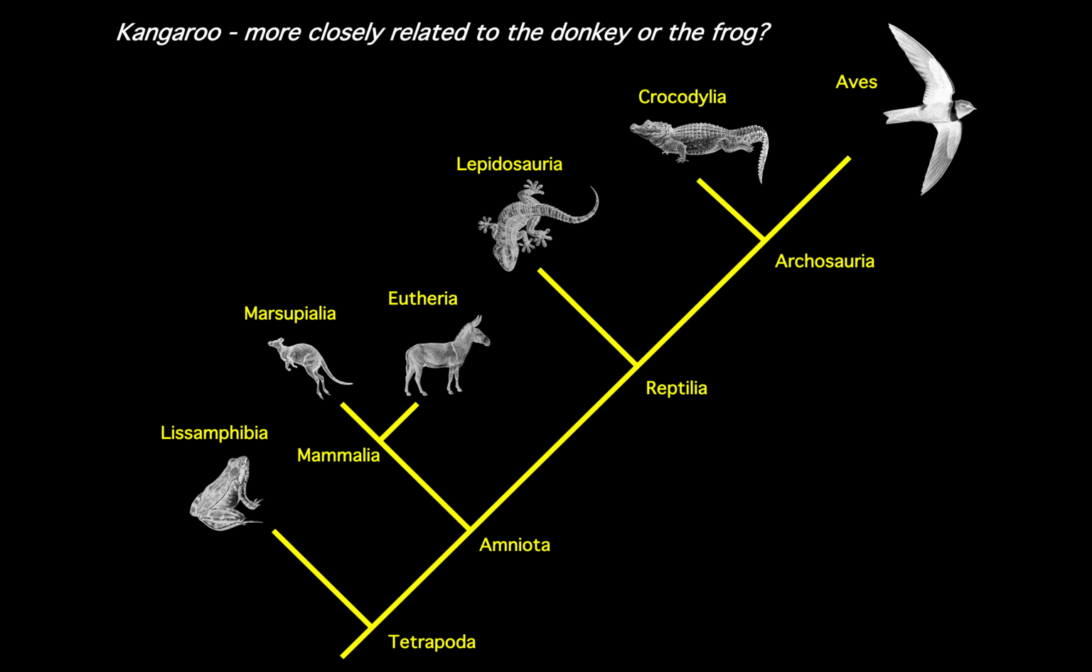Kangaroo, who is it most closely related to, the donkey or the frog? Here we have the kangaroo. Here we have the donkey. They have a sister taxa relationship. They're most closely related. The frog is all the way down here. Crocodile, most closely related to the bird or the gecko. Here's the crocodile. Here is the bird. We have a sister taxon relationship. The gecko is all the way down here.